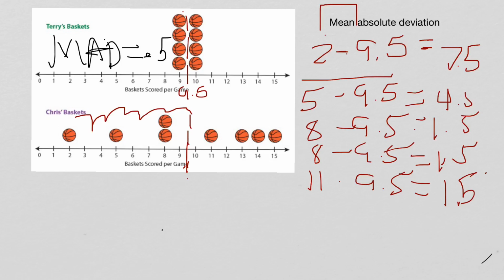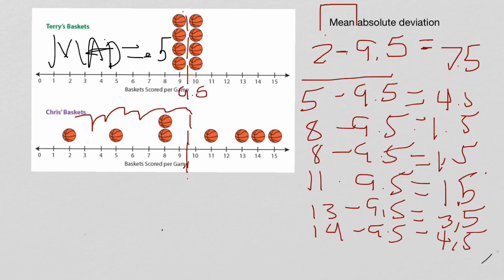And then we have 13 minus 9.5. And that's going to give us 3.5. And we have 14 minus 9.5. That'll give us 4.5. And 15 minus 9.5. And that'll give us 5.5.